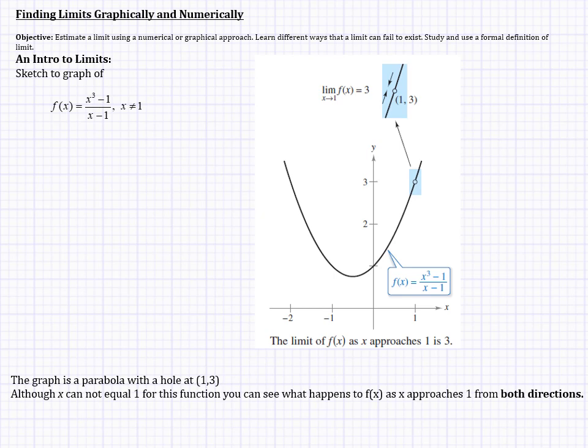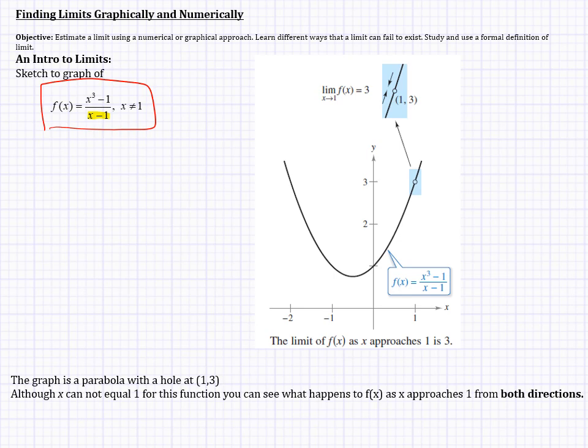The function we're going to look at is this function right here, which is x cubed minus 1 over x minus 1. Clearly, you should see that x cannot equal 1. The reason why x can't equal 1 is simply because if I let x equal 1, this denominator would be equal to 0. And you can't have the denominator of your fraction equal to 0. It would make the function undefined.